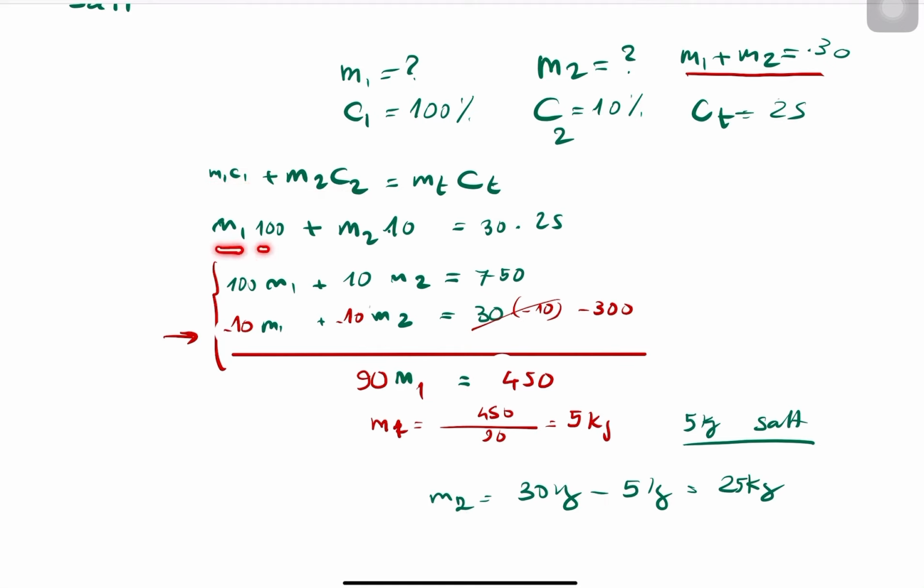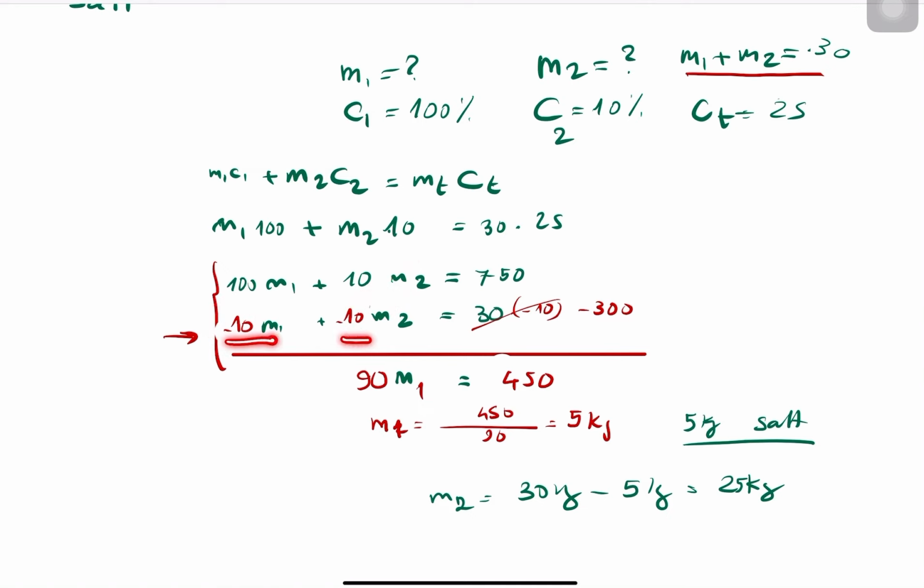M1 I don't know, but salt is 100%. M2 I don't know, solution is 10%. And 30 kilogram mass multiplied by 25% gives the result, 100 M1 plus 10 M2, and multiplying these two numbers will be 750. I know from this formula M1 plus M2 is 30. I have to multiply by minus 10 because these two cancel each other.